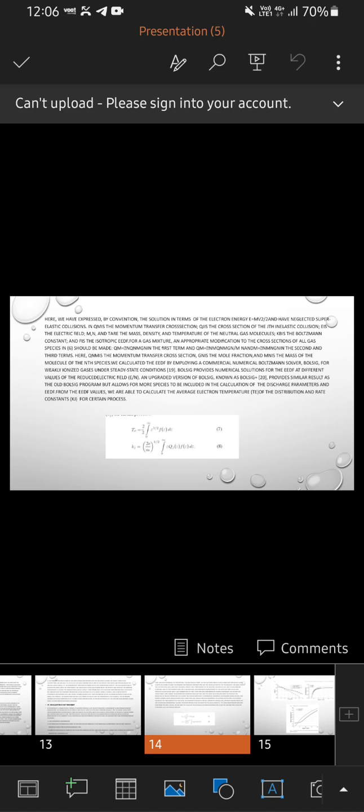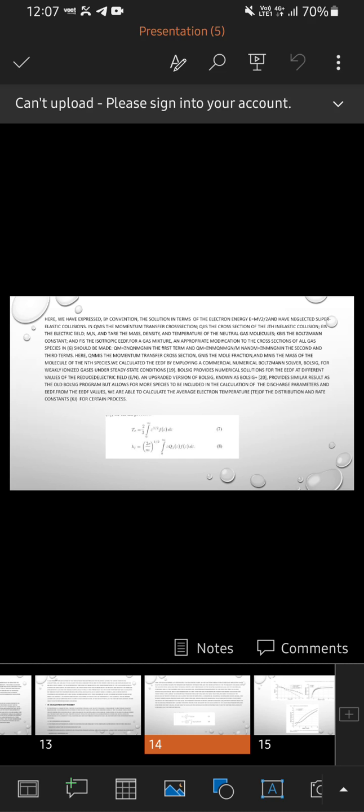In equation 4, σm is the momentum transfer cross section, σ is the cross section of the elastic collisions, E is the electric field, N and ρ are the mass density, T is the temperature of neutral gas molecules, kB is the Boltzmann constant, and F is the isotropic gas mixture. An approximation that modifies the cross sections of all gas species in equation 6 should be made. The first term in equation 4, the second and the third terms here contain the momentum transfer cross sections. gn is the mole fractions and mn is the mass of the molecule of the nth species.